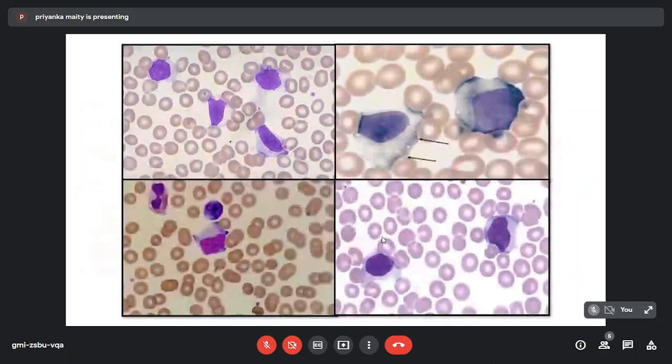These photomicrographs show atypical reactive lymphocytes in peripheral blood. They are large. There is variation in morphology and size. There is indentation of the cell borders. Cytoplasm is abundant and basophilic. The nuclei are large and oval or irregular.